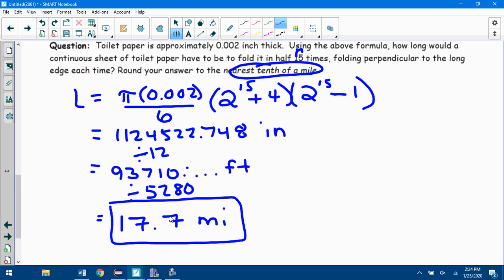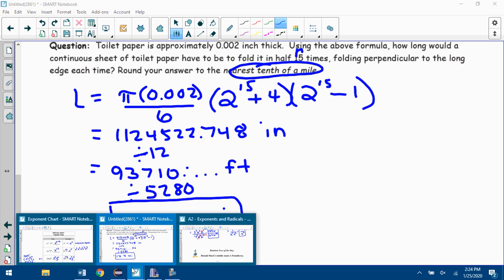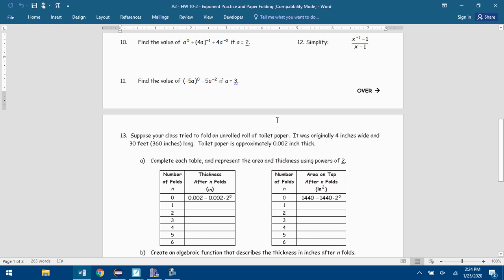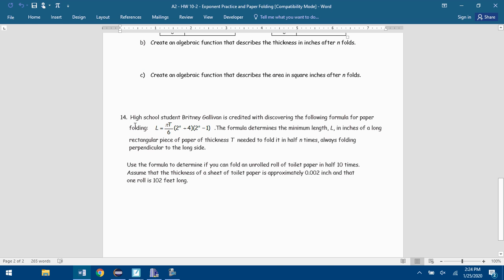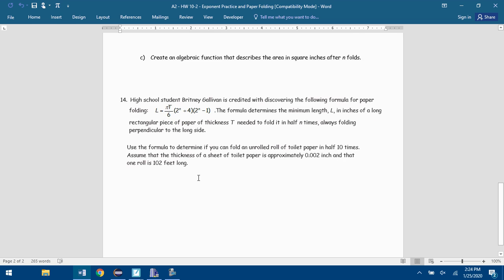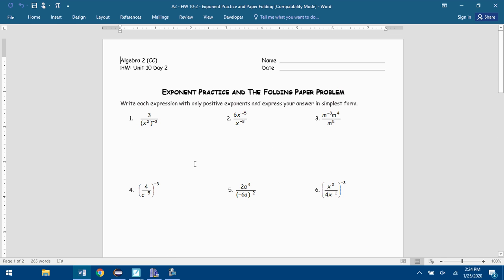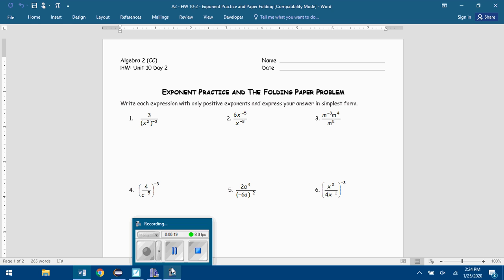All right, that's all I got. So now it's your turn. So here's the homework. It's another worksheet, exponent practice and folding paper problem. Circle those negative exponents. There's some paper folding stuff on the back with that formula from Brittany again. Do your best with it, check your answers, and circle any ones that you need help with. Good luck.